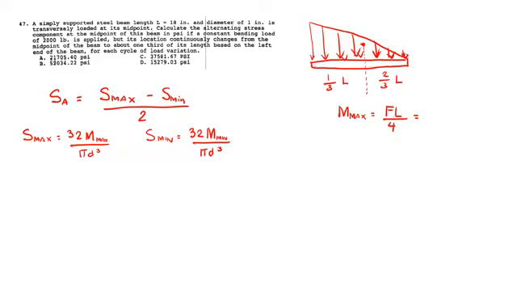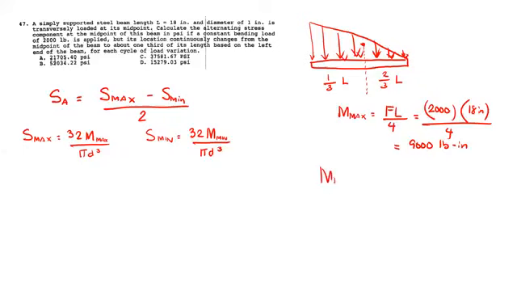So force FL over 4. So maximum moment natin sa gitna. So, FL over 4. So, ang force natin, ano yung force? 2,000 pounds times length na 18 inches divided by 4. So, ang maximum moment natin dito is 9,000 pound-inch.